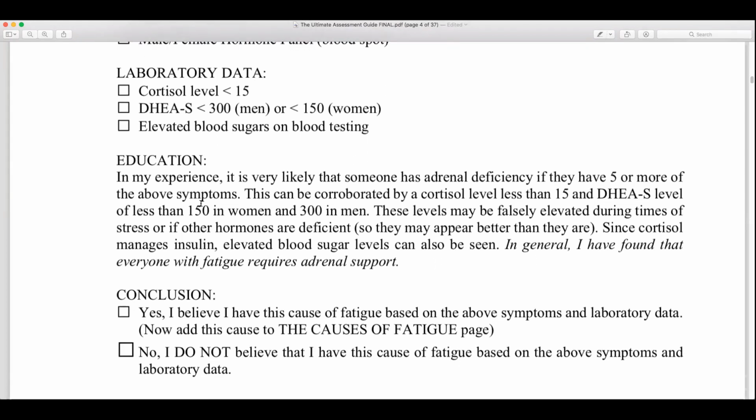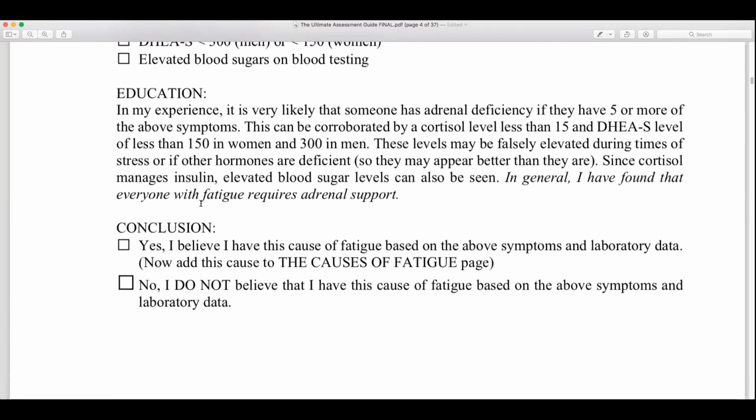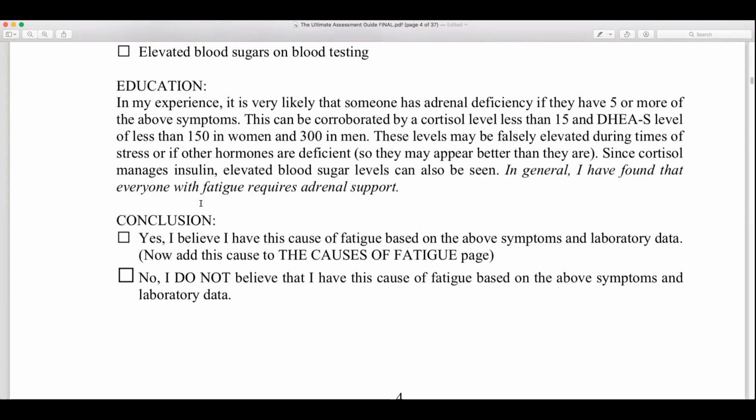So then here's the education section. In my experience, it is very likely that someone has adrenal deficiency if they have 5 or more of the above symptoms. This can be corroborated by a cortisol level less than 15 and DHEA sulfate level of less than 150 in women and 300 in men. These levels may be falsely elevated during times of stress or if other hormones are deficient, so they may appear better than they are, which we will go into when we get into the plan.